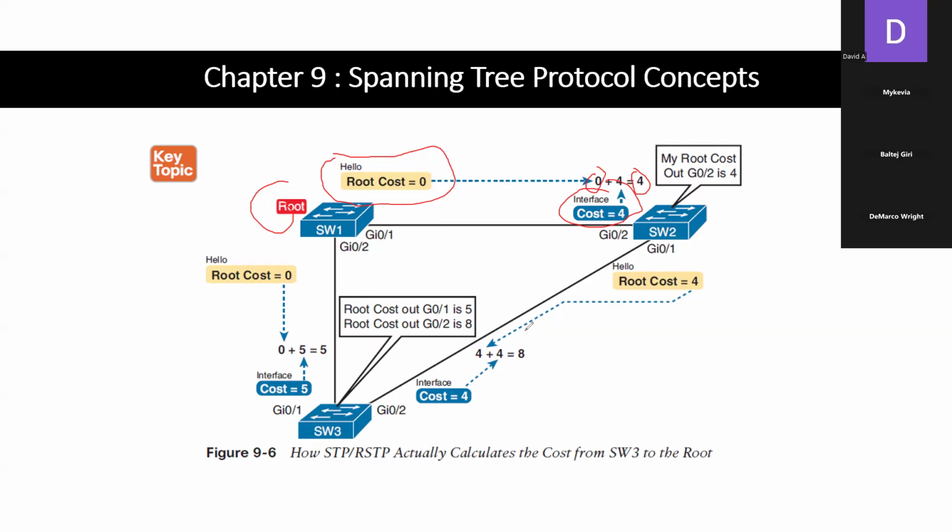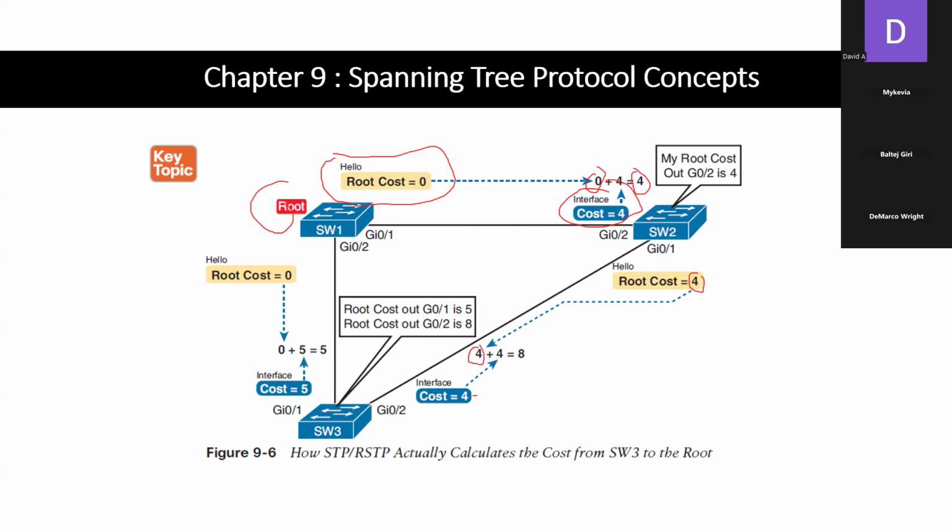Let's do the same thing for switch three's gigabit 0/2. Switch two does the same thing: it sends its hello BPDU. Within the hello BPDU, we have the root cost for switch two. It did its calculation and says that value is 4. So I put 4 to start my calculation, but now I need to find my interface cost. My interface cost is 4. So now I do 4 plus 4 equals 8. Now I need to compare ports.